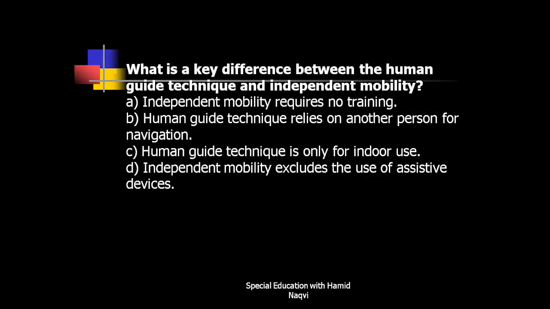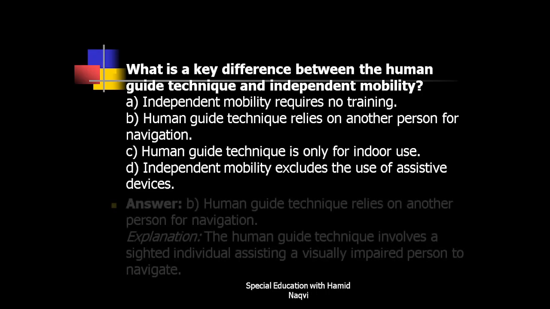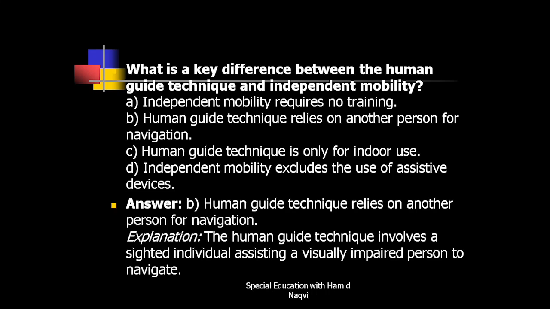Next is, what is a key difference between the human guide technique and independent mobility? Independent mobility requires no training. Human guide technique relies on another person for navigation. Human guide technique is only for indoor use, and independent mobility excludes the use of assistive devices. Correct answer is, human guide technique relies on another person for navigation. The human guide technique involves a sighted individual assisting a visually impaired person to navigate.